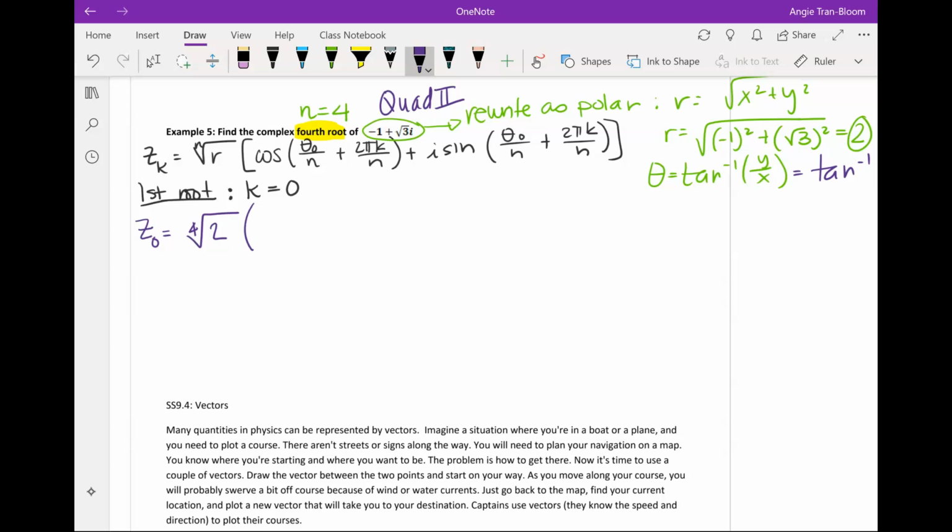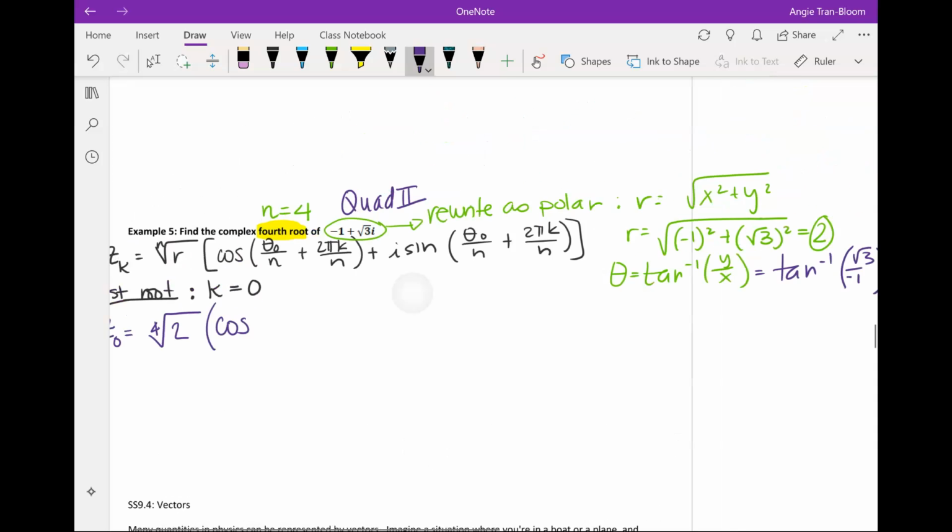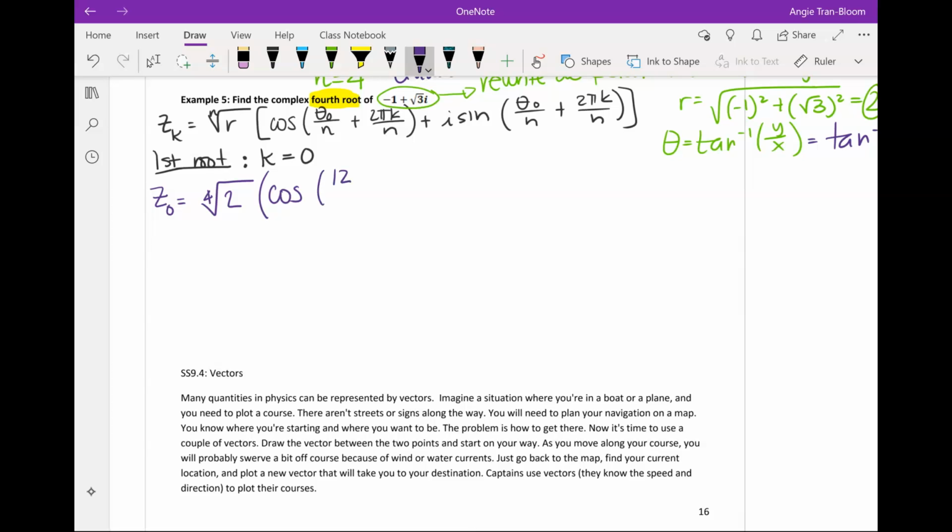Now this piece right here will change. Cosine, we found theta already. What is theta? 120. So 120 divided by 4, because n in this problem would never ever change. In the formula that was given to you yesterday, it says 2 pi k, but because we're dealing with degrees, what would we convert that to? 360 times, what is your k for first root? 0 divided by 4. So whatever cosine is, sine will be exactly the same.